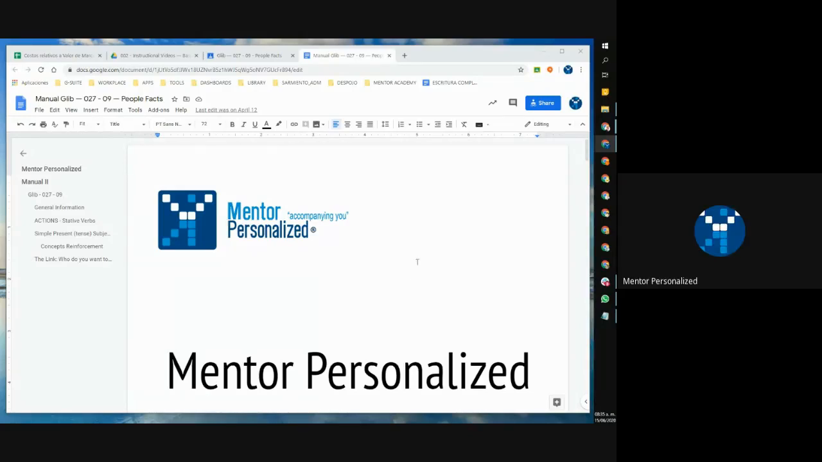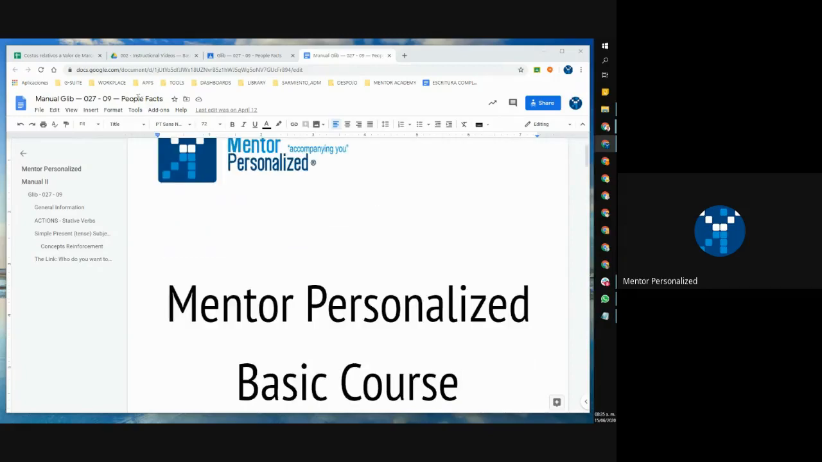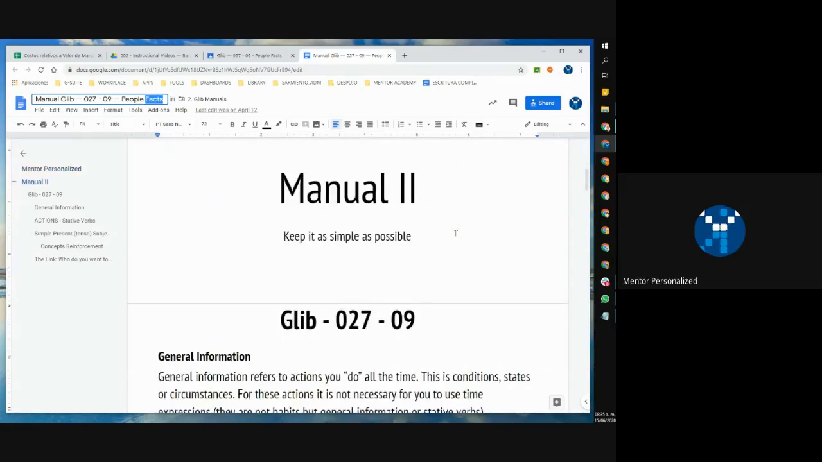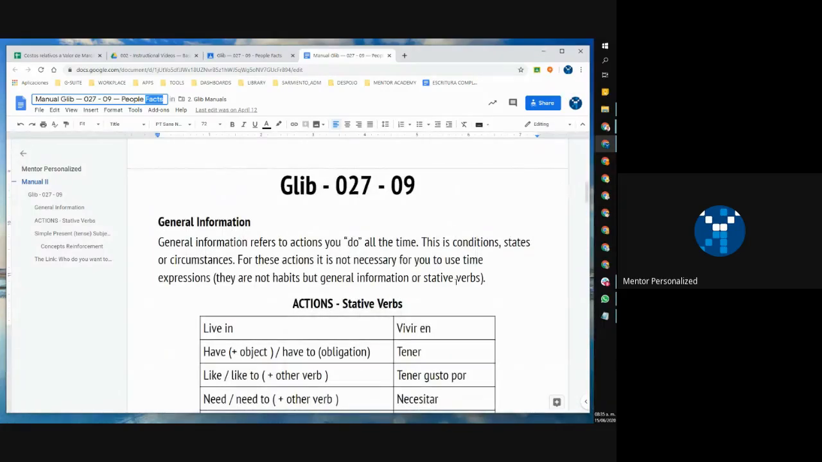And here we are. Okay, we will start now with Glib number 9 in the second module of the basic course. Glib 27 in the perfect program, which is about people facts. Repeat, people facts. Facts is similar to general information about people.